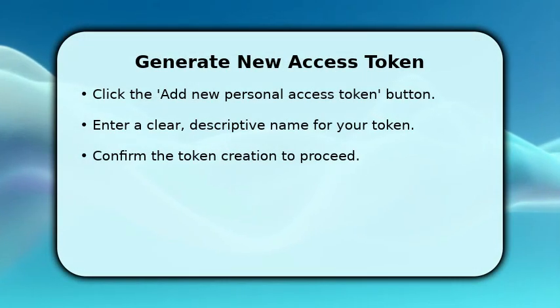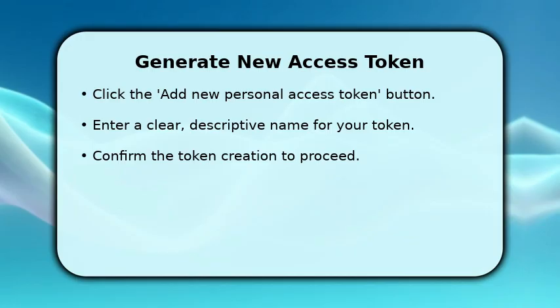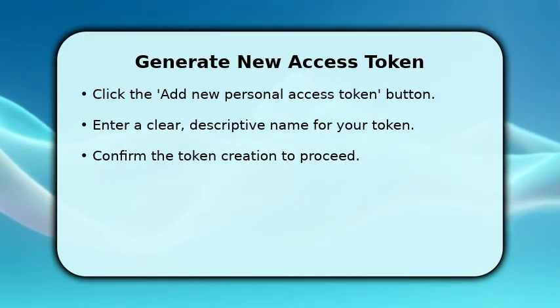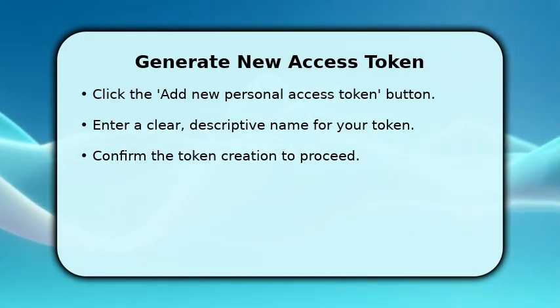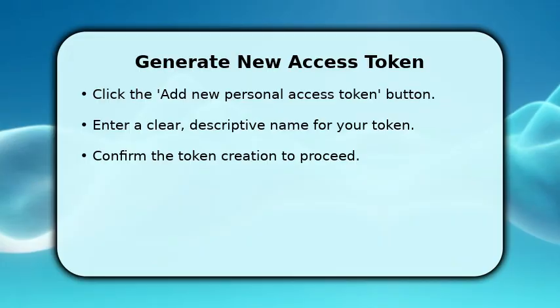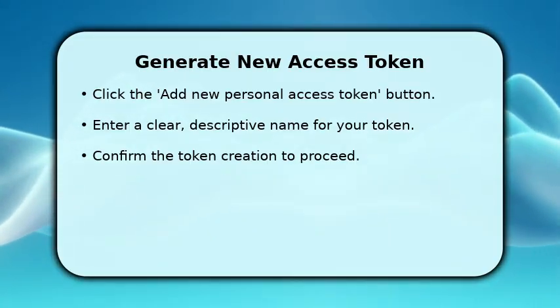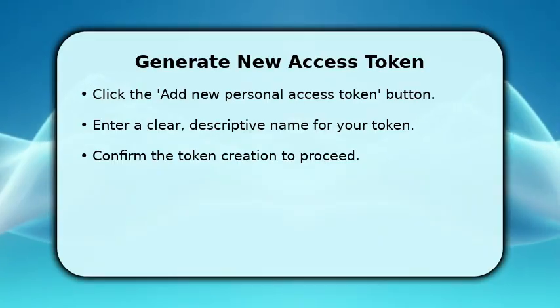Now that you are in the Personal Access Tokens section, you will see a button labeled Add New Personal Access Token. Click this button to start generating your key. A small window will appear, prompting you to enter a name for your new token. Choose a descriptive name, perhaps indicating its purpose or the application it will be used with. After naming it, click Create Token to finalize this step.